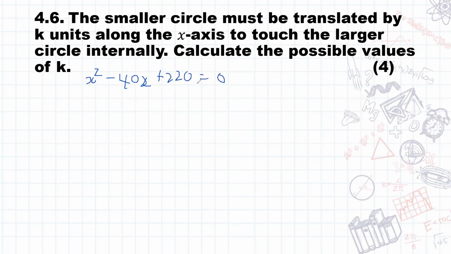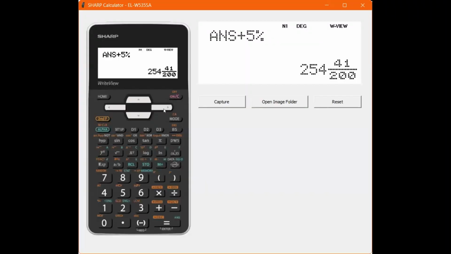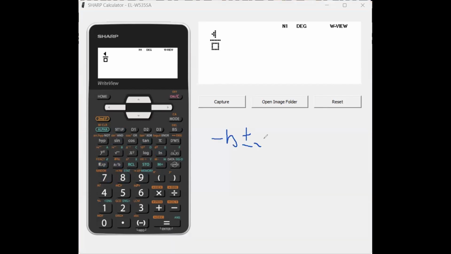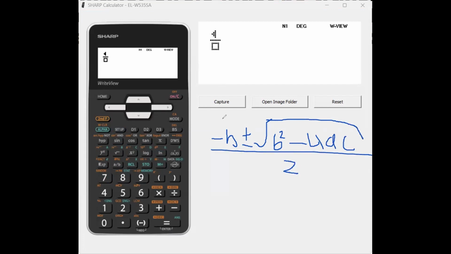And here what I'm going to do is use my substitution formula. And for this, I'm actually going to pull up my calculator so that you can see how it works. All right, here we go. And so now what we've got is the formula that we're going to substitute in. We know the formula is negative b plus or minus square root b squared minus 4ac all over 2a. Okay, so our b is minus 40, our c is 220, and our a value is 1.